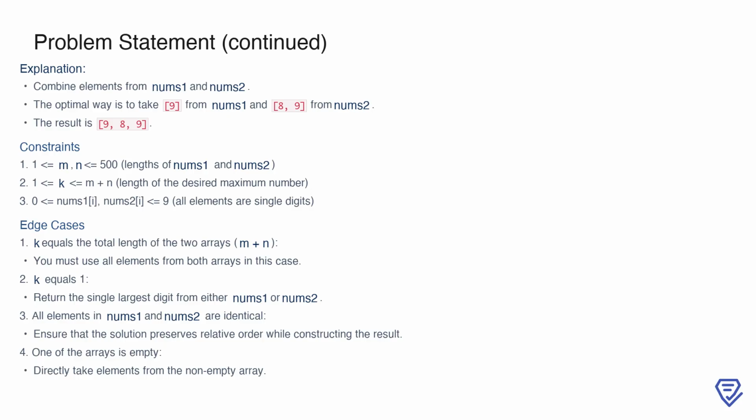Finally, there are some constraints and edge cases to consider. For example, if k equals the total length of nums1 and nums2, you must use all elements. When k equals 1, you simply return the largest single digit. If one array is empty, you take all elements from the other array. And in cases where all elements are identical, relative order must still be preserved. These considerations help ensure that the solution works for a wide range of inputs.